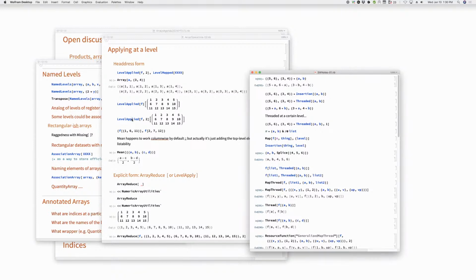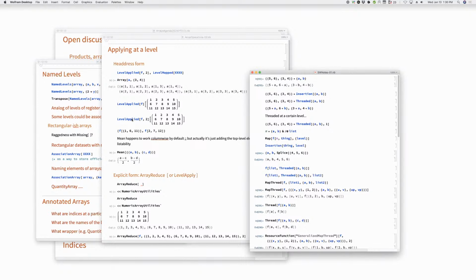Isn't that like array reduce? Yes, look at the second subsection heading. We believe that level applied became array reduce. Is that true? I think they are. No, headdress version versus explicit form. I'm not convinced that the headdress form is super useful, but yes.